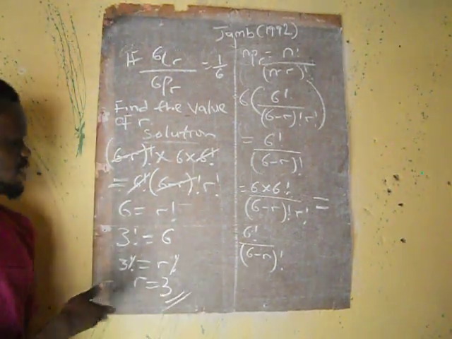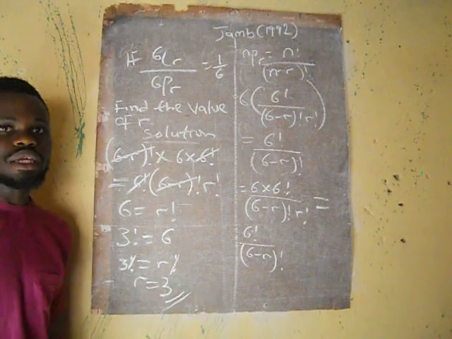Do we get it now? So it's very simple. Our R is what? Our R is 3. Thank you very much.